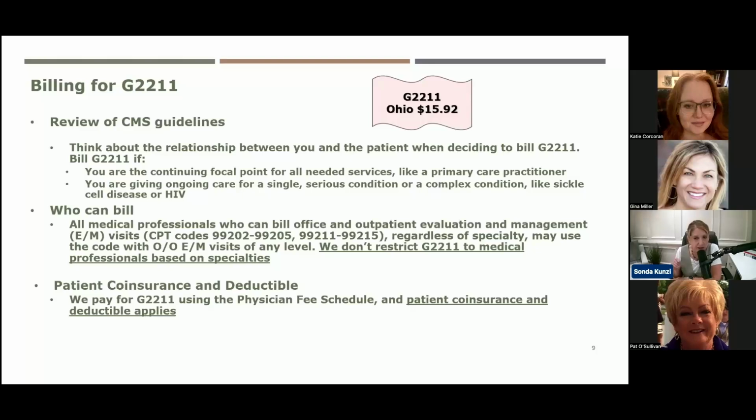So again, the definition is there. I put it in more than one slide. We'll just say it again. It's a continual focal point. It's all needed service. This is like primary care, but I have seen this lift off very well in two other specialties. There are plenty. And if we talk your specialty, and at the end, if we have some time for Q&A and you want to throw out your specialty and what you're thinking of, we can definitely talk about that.